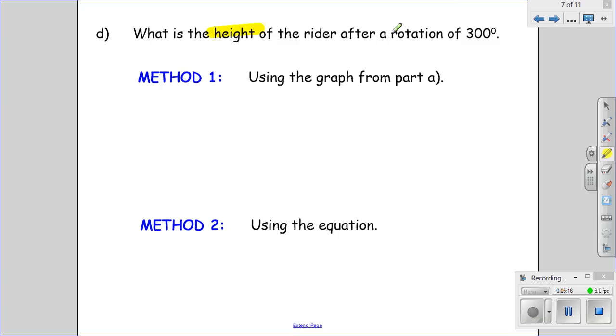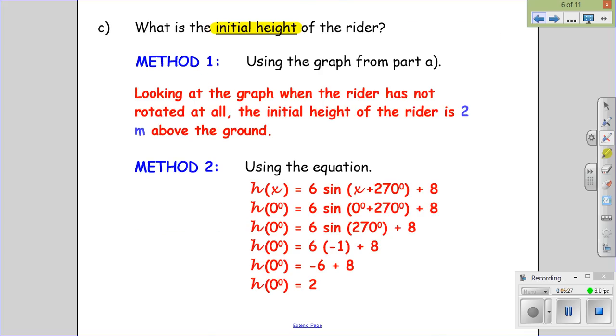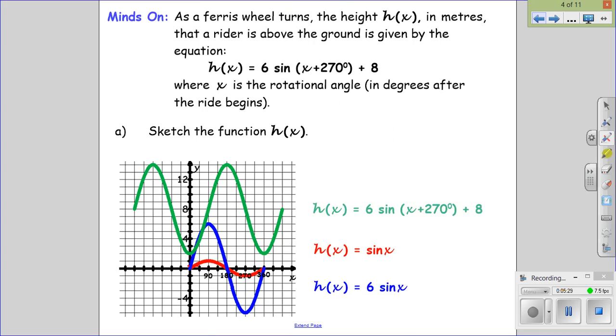Height of the rider after a rotation of 360 degrees. We can use the graph. We can use the equation. At the end of the day, we're looking for the height of the rider after an angle of 300 degrees. We're going to go back to the graph. And we're counting by 45s along here, so it's not going to be as easy. So this would be 315 right here. So 300 would be around there.